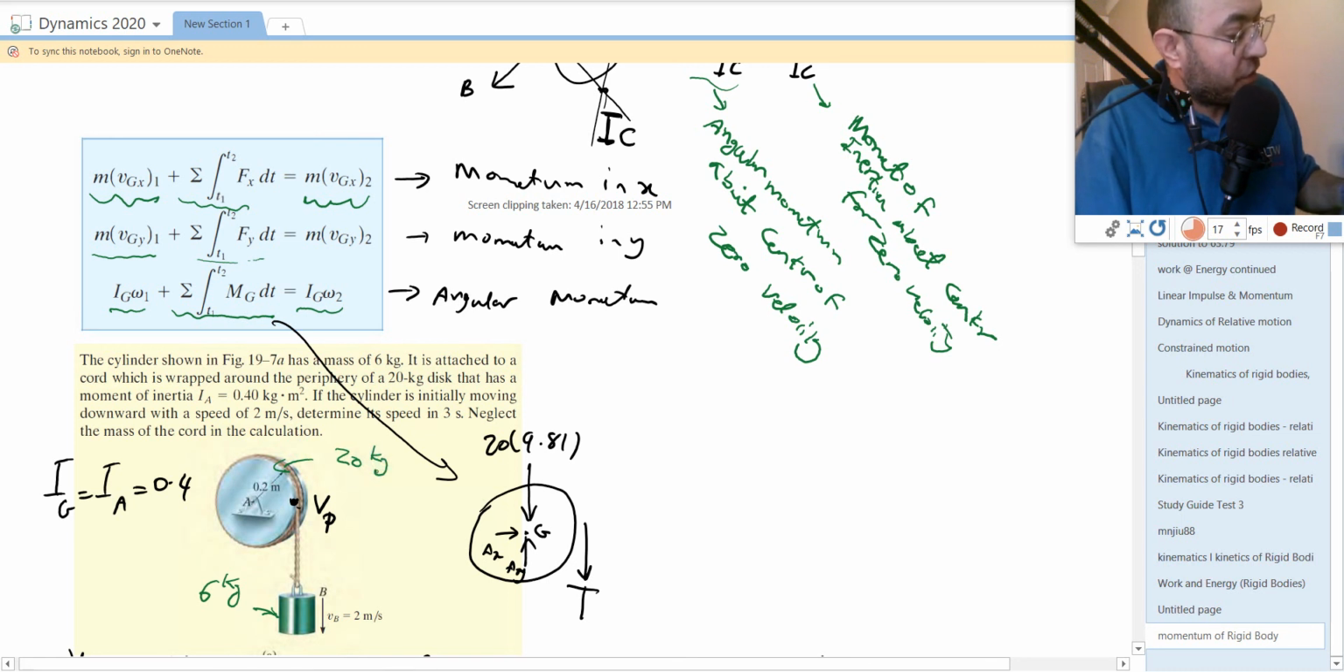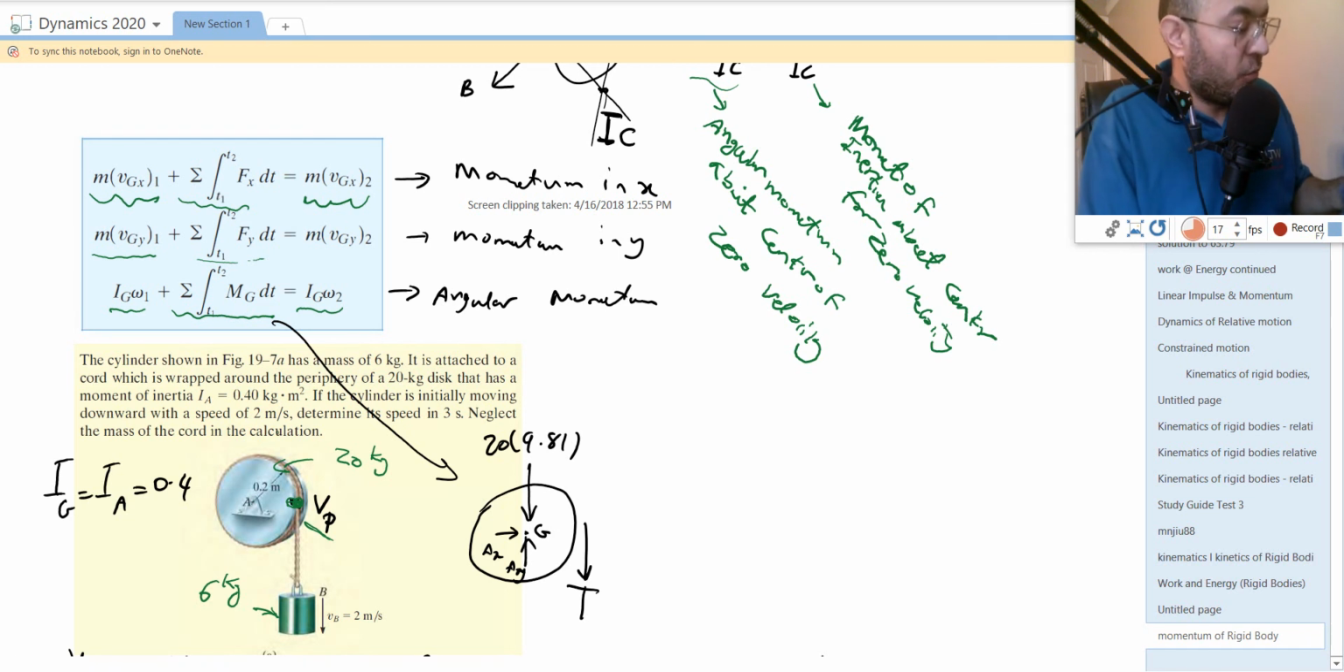Now the moment of inertia of the disc is given to us. The cylinder is initially moving downward with a speed of 2 meters per second, so the initial speed of point P is the same as the speed of the cylinder, 2 meters per second. Determine the speed after 3 seconds. So they give us a time. Because of the time, we can figure out that we need to use momentum.